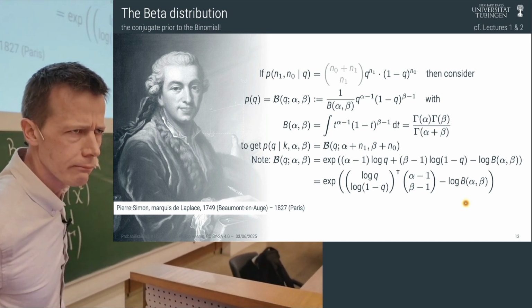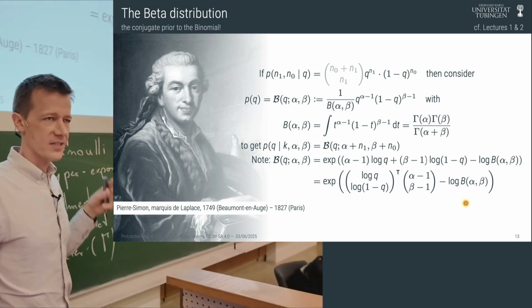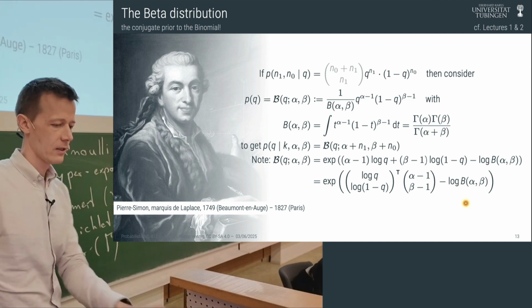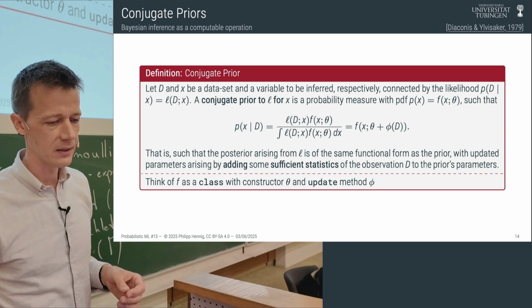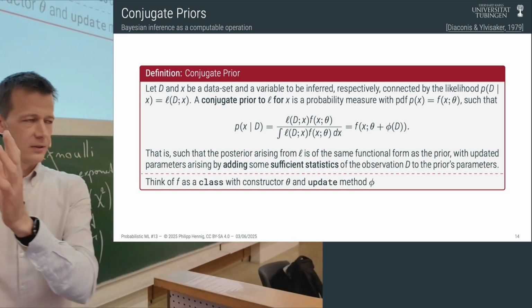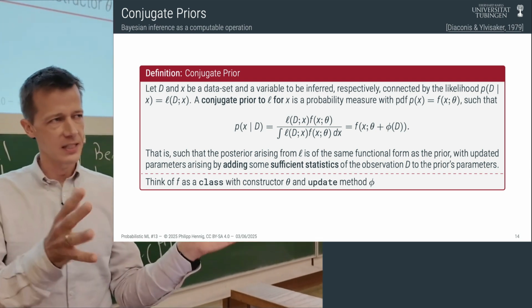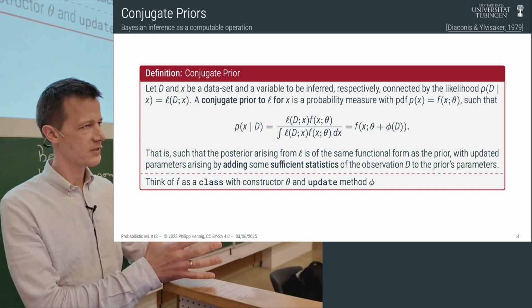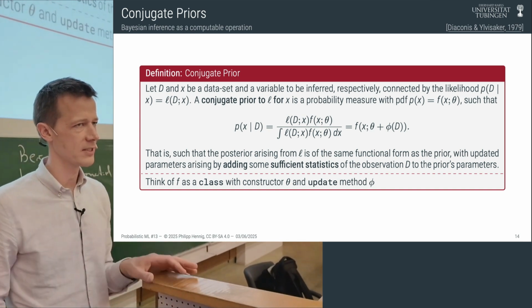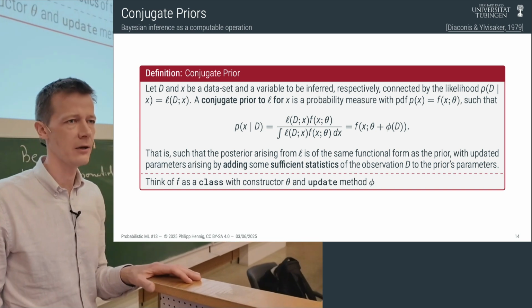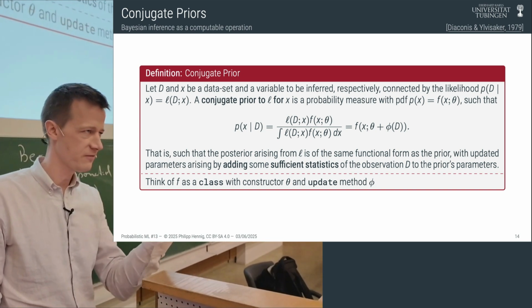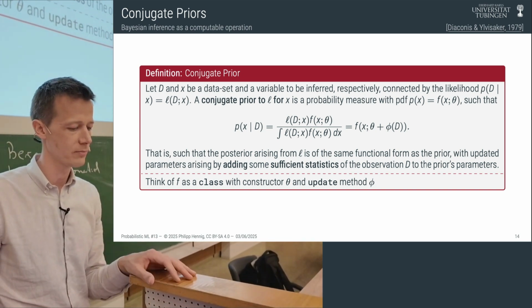You following? Good. So, such a situation where we have found a prior such that prior times likelihood always gives back a posterior that is of the same algebraic form as the prior is called a conjugate pair of likelihood and prior, and finding this prior is called finding a conjugate prior.